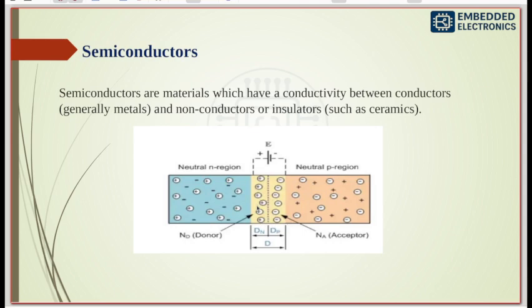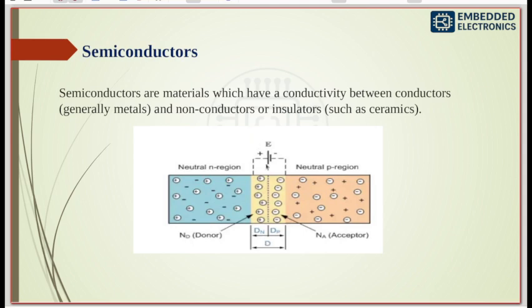So when P and N are joined, electrons move to the P side. Here you can see these are the electrons, and holes move to the N side, and these are the holes. So charges cancel near the junction. An empty region forms, that is called the depletion region. So no free charges there.